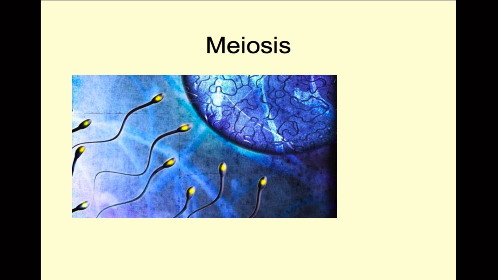And in this presentation we're going to talk about a different type of cell division called meiosis. And meiosis is the process that creates the gametes. It creates the sperm or the egg cell so that sexual reproduction can occur.